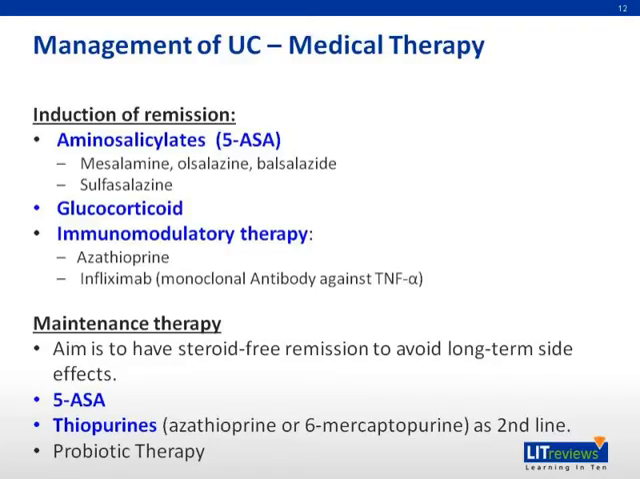defecation. The major goal of maintenance therapy is a steroid-free remission to avoid severe and partially disabling long-term side effects of corticosteroid treatment. And the main drugs used for the maintenance of remission are 5-aminosalicylates and thiopurines when 5-ASA is ineffective or not well tolerated. Probiotic therapy also has a role in the maintenance of ulcerative colitis. There are other alternative therapies proposed but are still in trials.